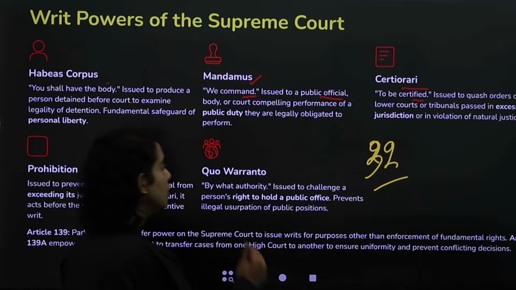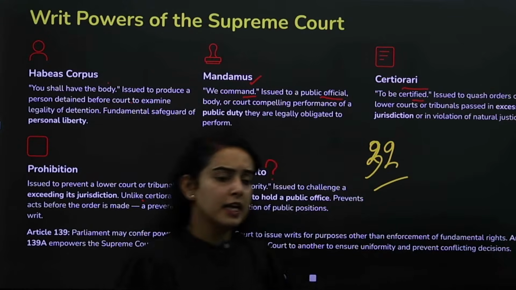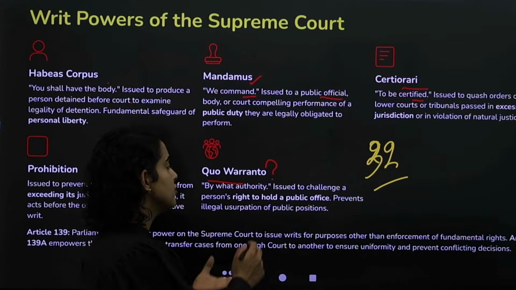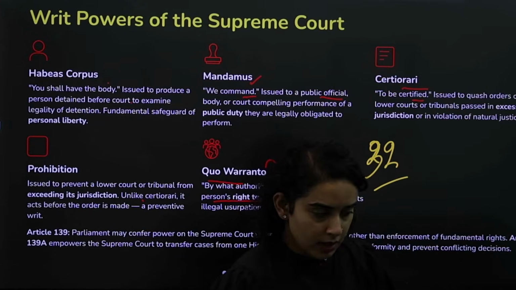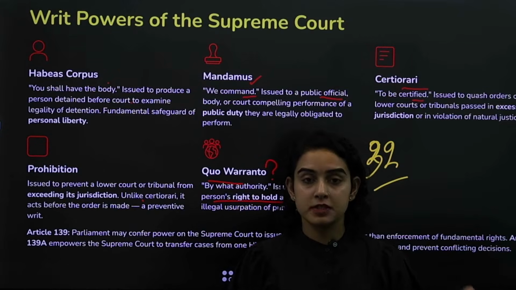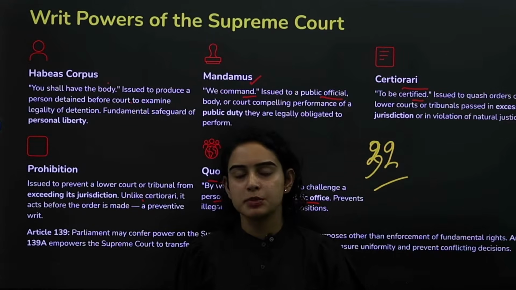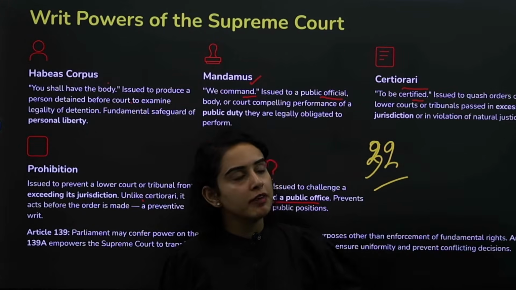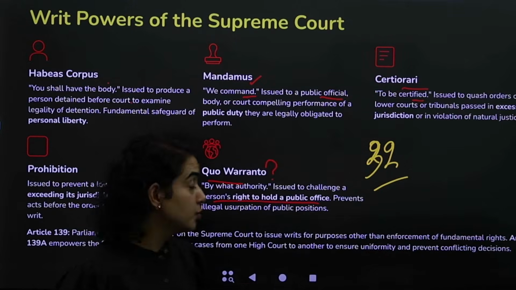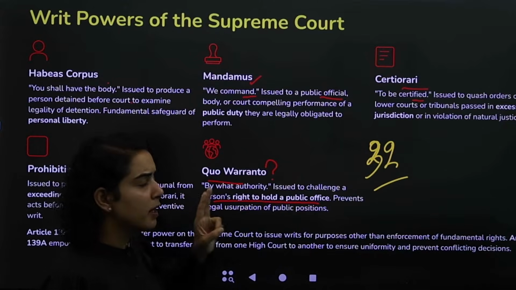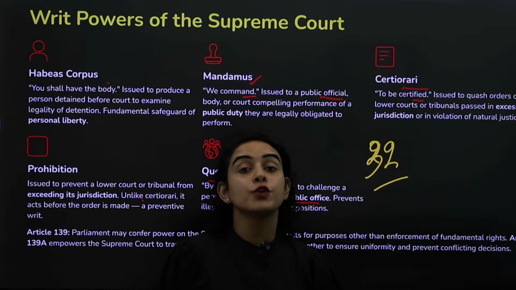And lastly, quo warranto. Quo warranto is more like a question: by what authority? Basically, you are challenging a person's right to hold a public office. Now let's say a person is holding a government position, a government office, right? He's a government officer, but he does not meet the eligibility criteria. In that case, you can file the writ in the Supreme Court challenging his appointment, right? And the Supreme Court in that case can ask, by what authority, sir, are you holding this office? That is the writ of quo warranto.